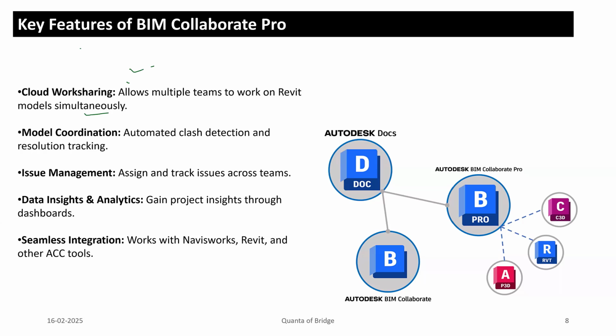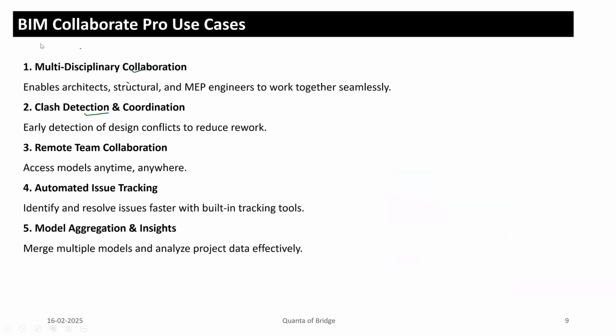And then we have issues management. Then we have data insights and analytics. For example, it is a dashboard kind of thing that Autodesk Construction Cloud gives you. Then we have seamless integration. You can view not only Revit files; on a cloud platform there is no restriction on the file format. You can view any file format, around 65 formats, right? So this is about the features.